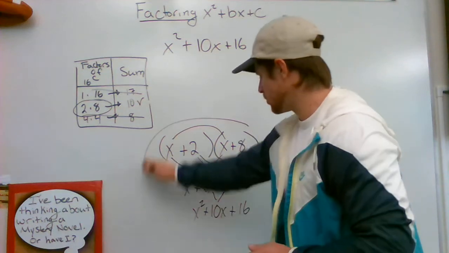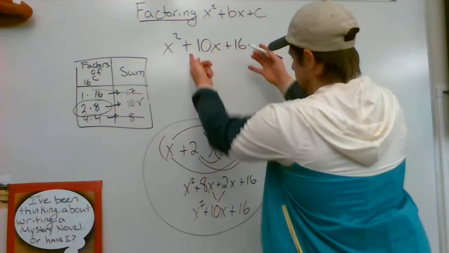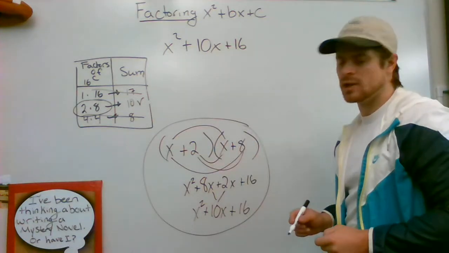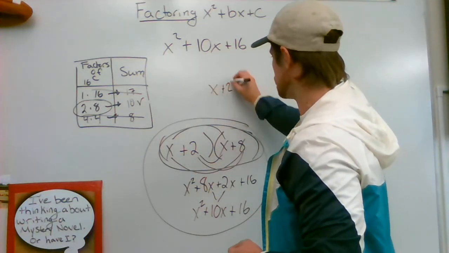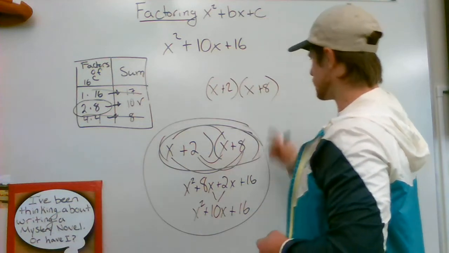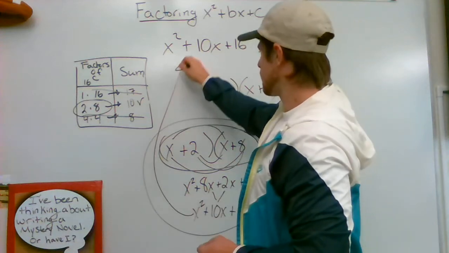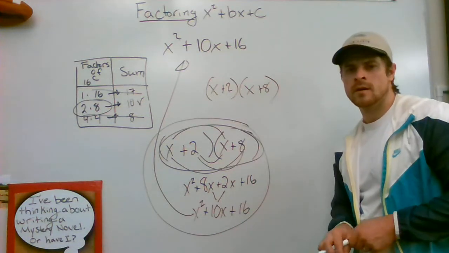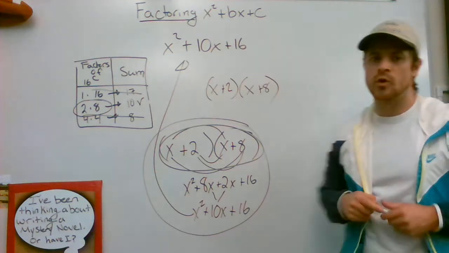This is what you learned to do last section. Now we're undoing that and making it two binomials. So this would be your result. This would be your answer. X plus 2 times x plus 8. Notice that when we multiply them together, we get a match right there. Okay, that is factoring a trinomial written out in this form.